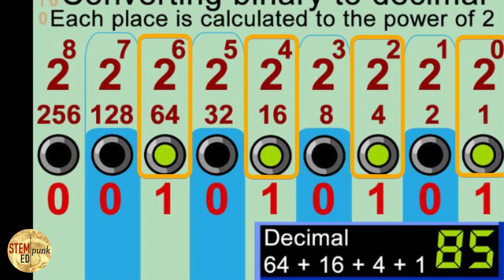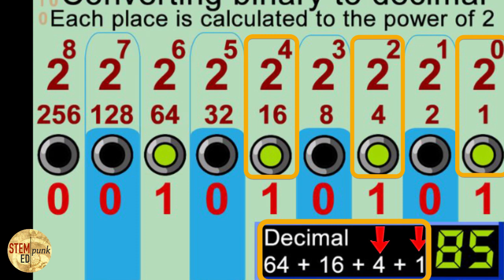Again, to figure out what this binary number is in decimal, we simply add the decimal equivalents for each power of 2 binary place value that was on or had a 1 in it. Looking in the bottom right corner, you can see that those numbers, in increasing value matching their place in binary, are 1, 4, 16, and 64. Now we add them together to get our decimal equivalent.